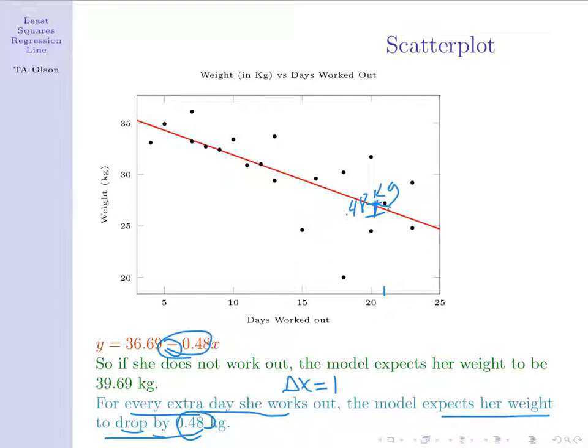Now, as we see, the model isn't perfect. We have data points that are really high off the line. We have data points that are really low off the line. But in general, we can expect roughly 0.48 kilogram decrease every day of workout she adds per month. Clearly, there's going to be a limit. There's not that many days in the month.